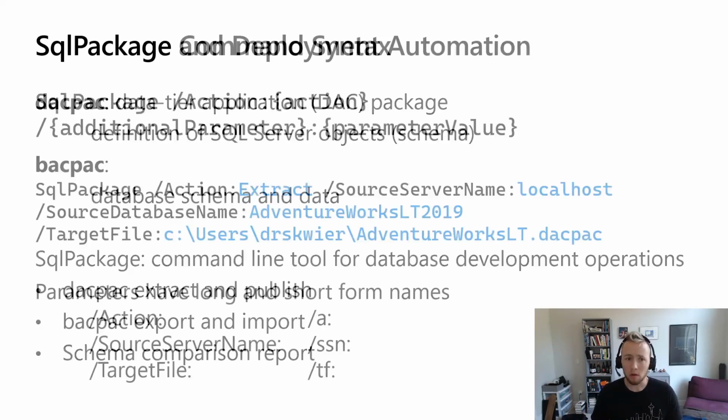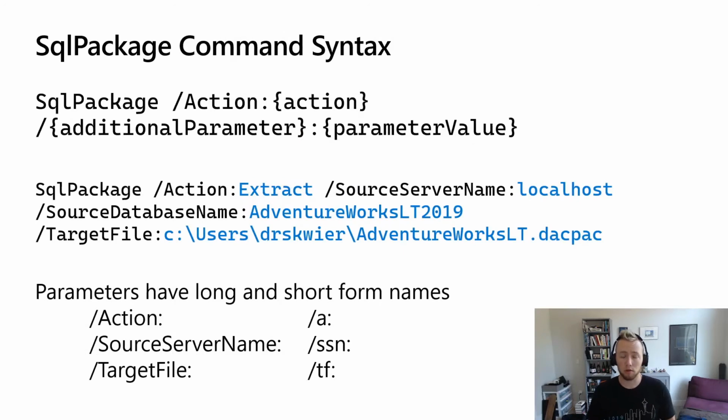The command syntax for SqlPackage is great to know because it is a command line tool, but it's not too complicated. The first parameter that you're going to see is the action parameter, and that's where you would define whether you're doing an extract or a publish or an export or an import type operation. And then you can have one to many additional parameters, for example, the source server or database name, or a target file for the output.